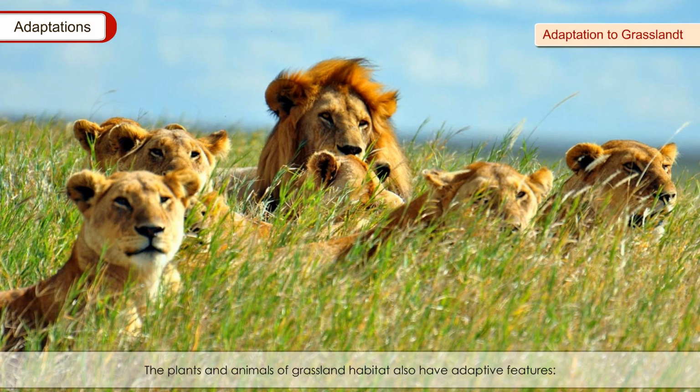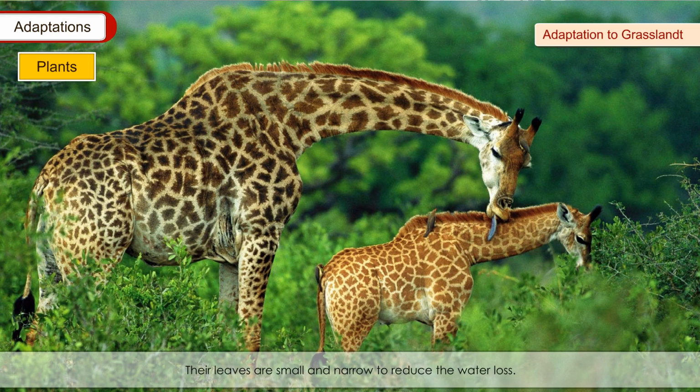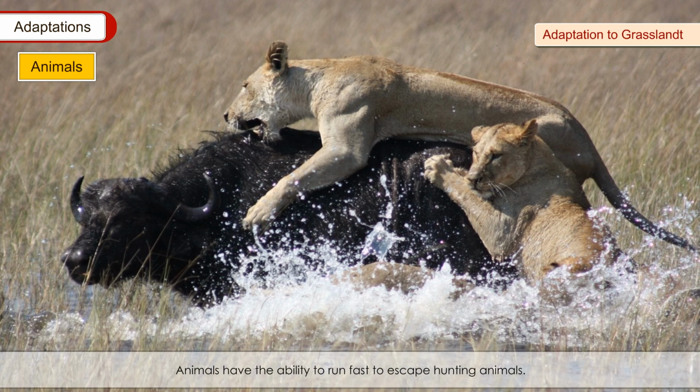Adaptations to grasslands. The plants and animals of grassland habitat also have adaptive features. Plants. Trees have flexible stem and roots to bear the effect of strong winds. Their leaves are small and narrow to reduce the water loss. Some plants have deep roots to prevent grazing animals from uprooting them.